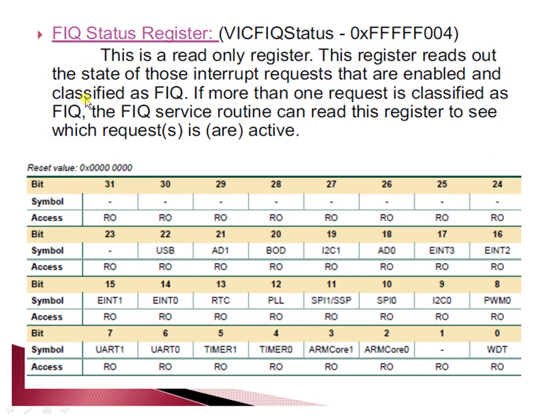Then you have the FIQ status register. This register will show only the status of FIQ interrupts. So what happens if I'm using UART1 as a FIQ? If this interrupt is generated, then the respective bit here will become 1, indicating that one FIQ is generated.